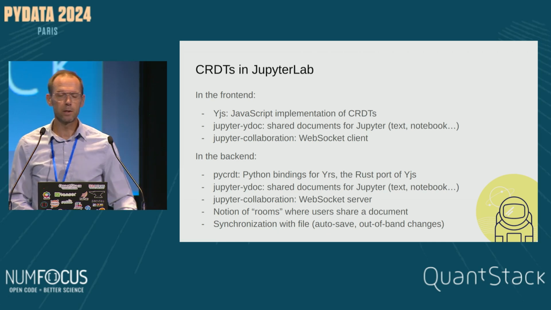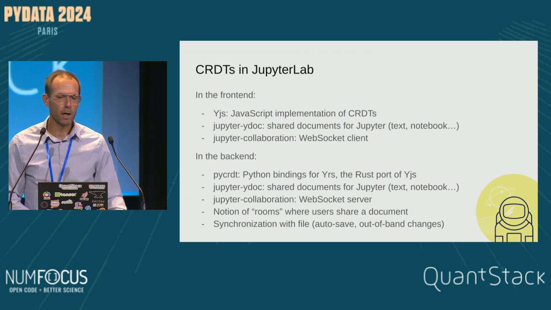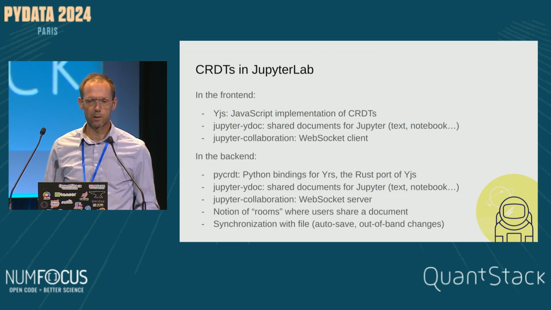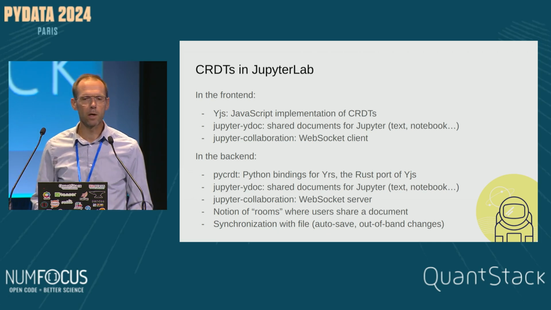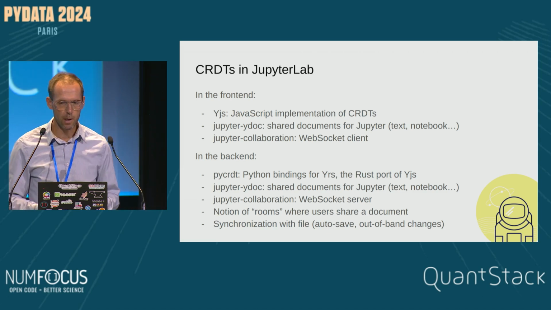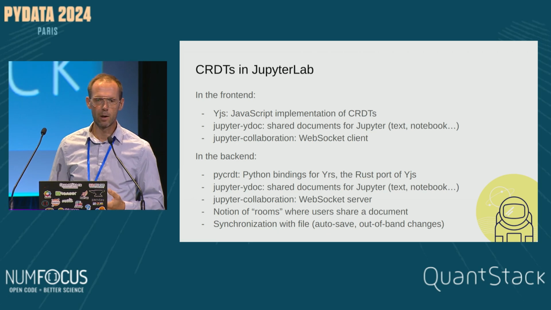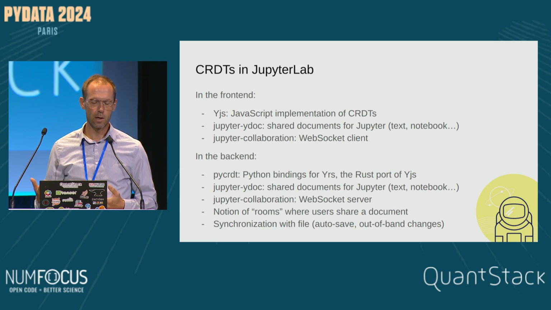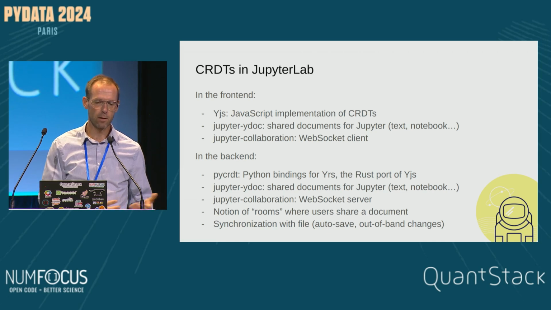In JupyterLab, we have the following libraries. In the front end, YJS, which is a JavaScript implementation of CRDTs, a very popular one, maybe the most popular one. JupyterYDoc uses YJS and creates structure for the kind of documents we use in the Jupyter ecosystem, like a text or a notebook. And we have the Jupyter collaboration library, which is using WebSocket. So in JupyterLab, your browser connects to the server using WebSocket.